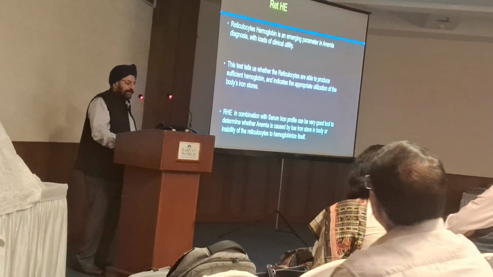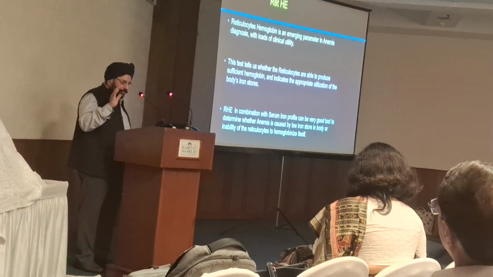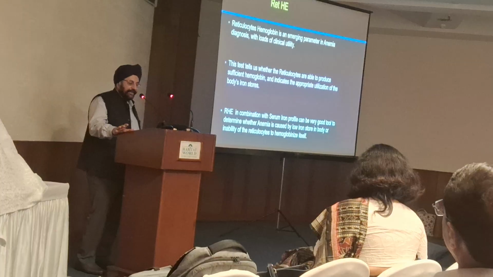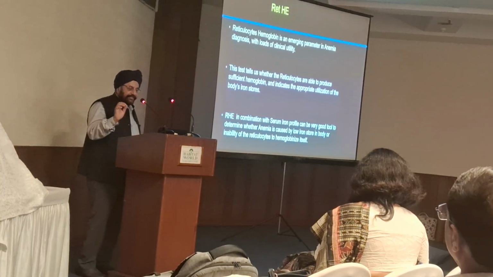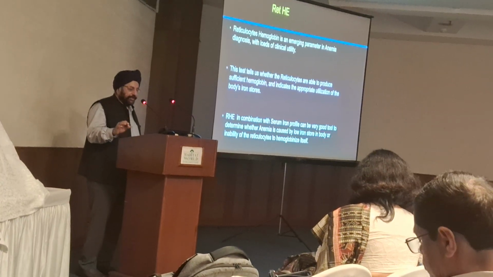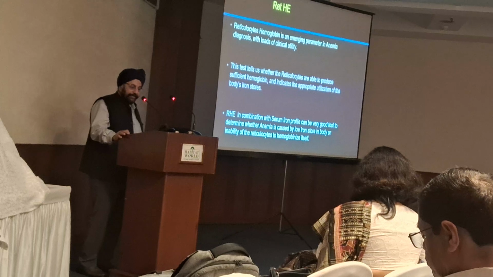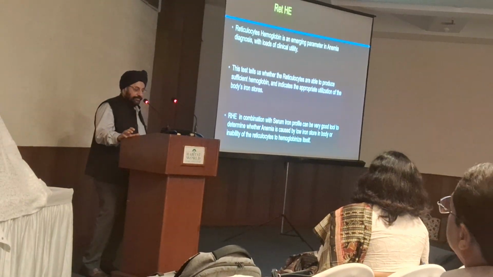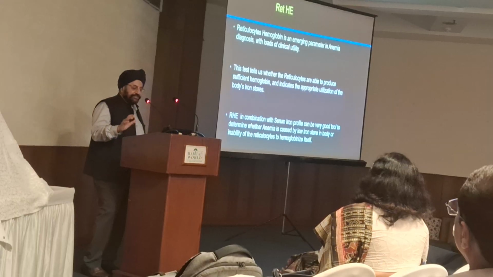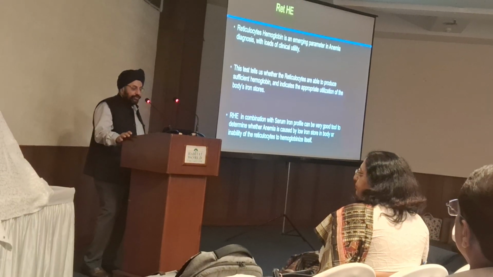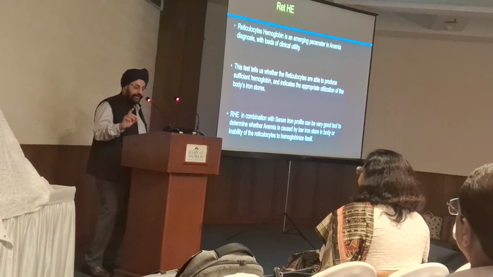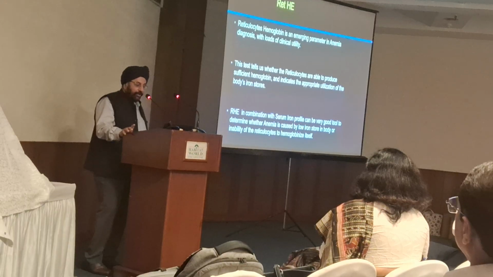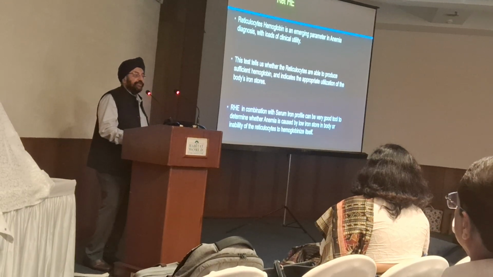Next, we have something called red hemoglobin. This is the most emerging parameter in anemia diagnosis. This tells us whether the reticulocyte is able to produce sufficient hemoglobin and appropriate utilization of the body's iron stores. Red hemoglobin in combination with serum iron profile can be a very good tool to determine whether anemia is caused by low iron store in the body or inability of the reticulocyte to hemoglobinize itself.